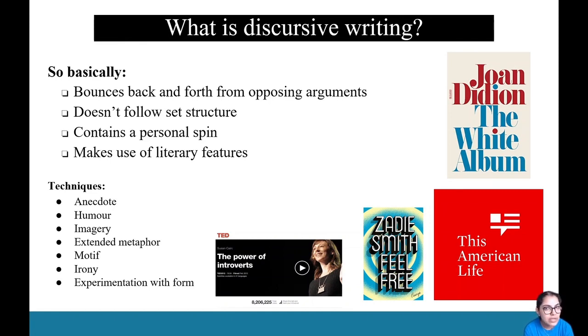It contains a personal spin, and it also uses literary features. So you still need to use your techniques in writing. You're going to be using techniques in any writing that you do, but with discursive writing, some techniques that generally work really well include anecdotes, humor, imagery, the extended metaphor, the use of motif or irony, and also experimentation with form.